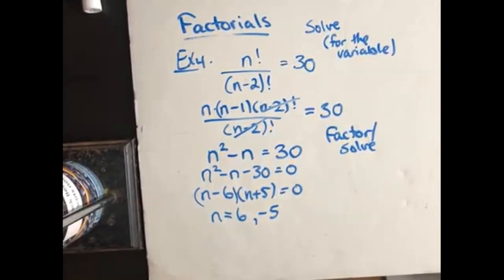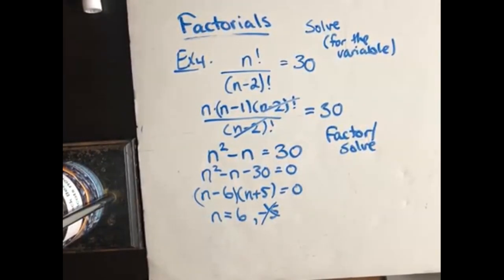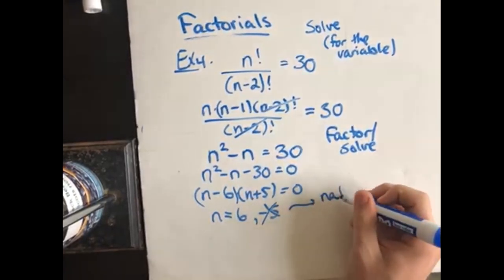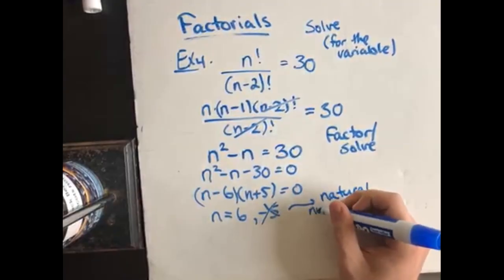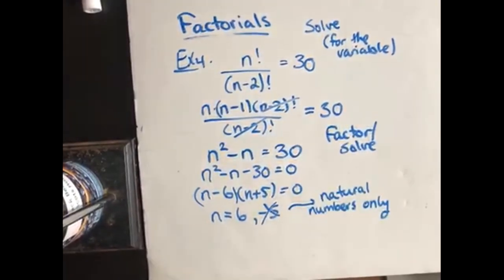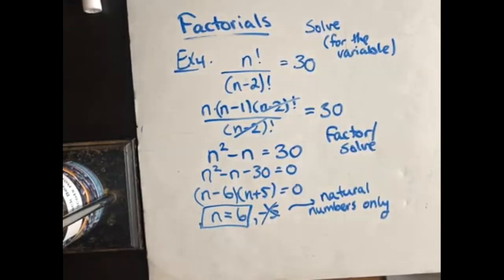Now, in this case, you're often going to have one that doesn't work. Why does negative 5 not work? It comes from our definition earlier in the booklet. We can only have natural numbers, a fancy word for all your positive counting numbers. So you can only have 1, 2, 3, 4 up to infinity, never a negative number, never a decimal or a fraction. So n equals 6 is the only possible answer. All right. Question 5 is pretty similar, so I'm going to leave that to you as well.